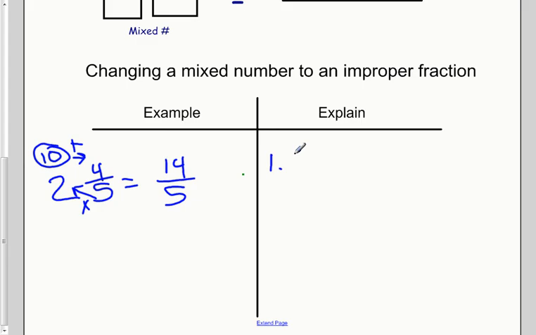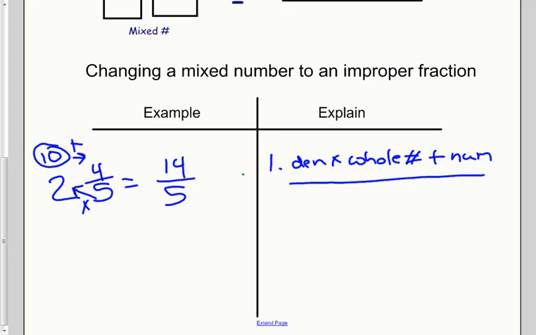All right, so if we were going to explain this, it would be denominator times whole number, and then plus the numerator. That gives you the top of your improper fraction, and then remember the denominator stays the same. So that's a pretty simple and short way to explain what's going on. Let's try one more example.